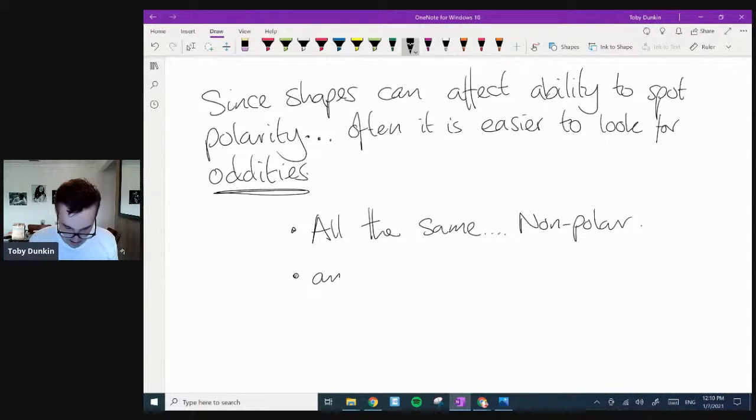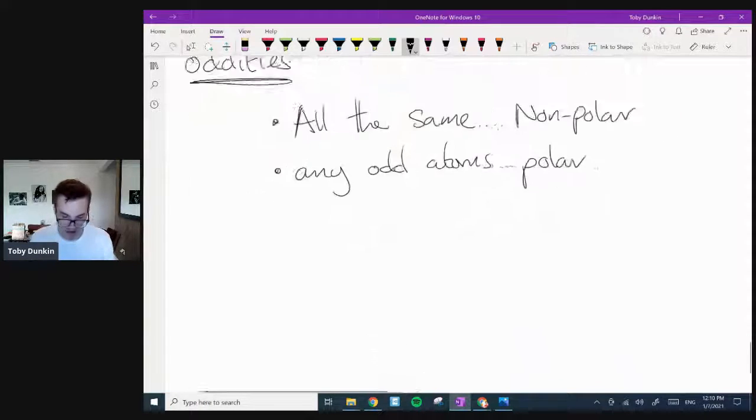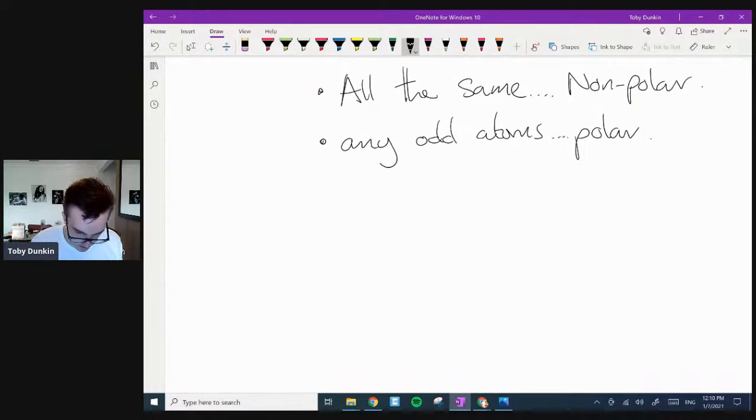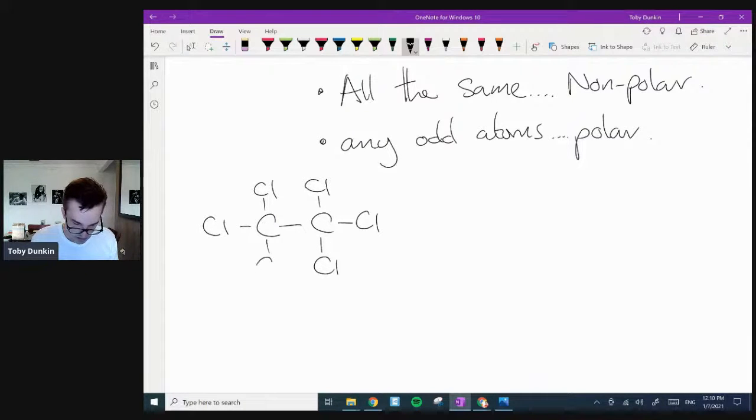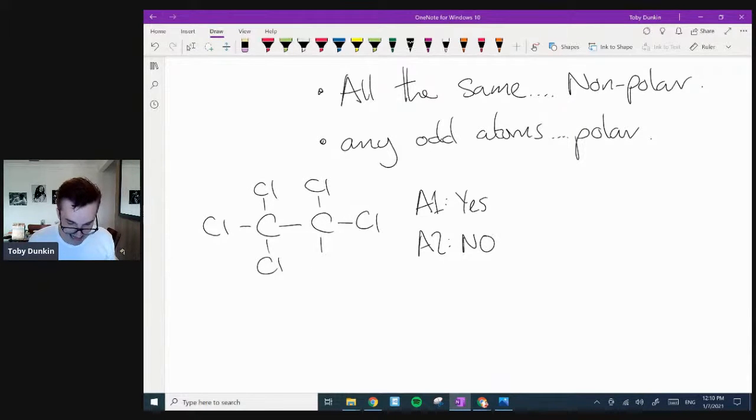Any odd atoms, probably polar. Probably. As I said, carbon dioxide breaks the first rule. An example being this guy. If they're all the same, all of them, non-polar. Polar bonds, yes, this is answer number 1. Polar molecule, no. As soon as you add in any oddities, it doesn't matter how many of them really, then it's probably going to be polar.